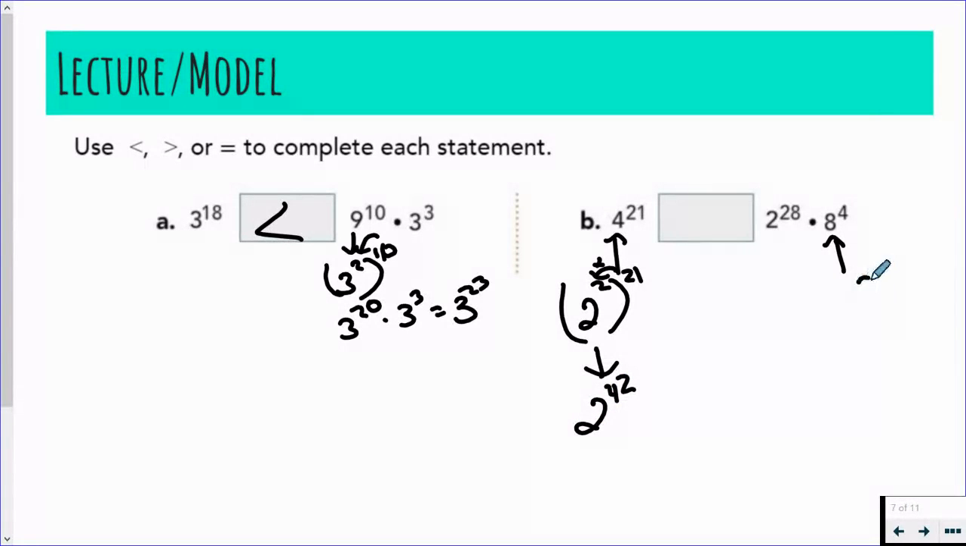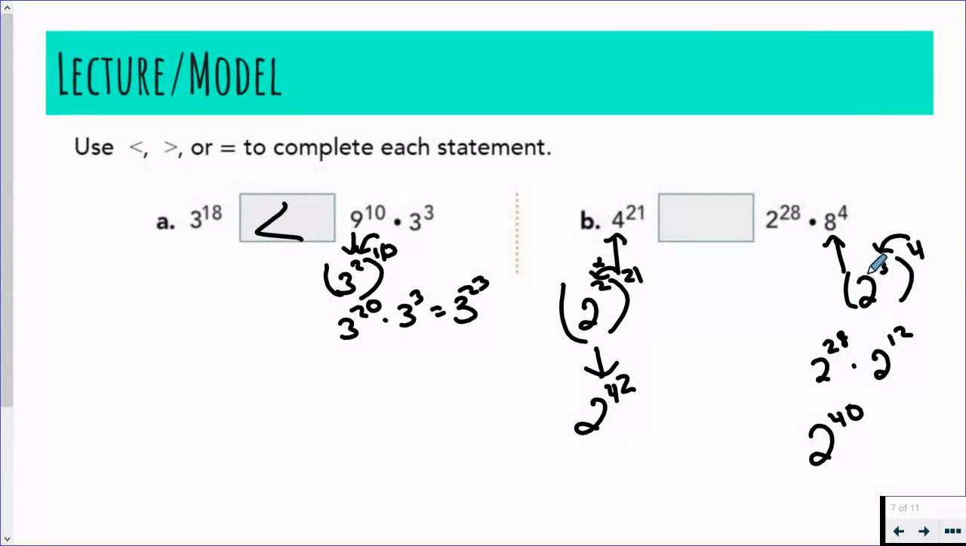This 8 squared is actually 2 to the 3rd power, if we remember back to our perfect cubes day. 2 to the 3rd power raised to the 4th. 4 times 3 is 12. So this is actually 2 to the 12th power times 2 to the 28th. Add those exponents, you would get 2 to the 40th. Because again, my product rule says we add the exponents.